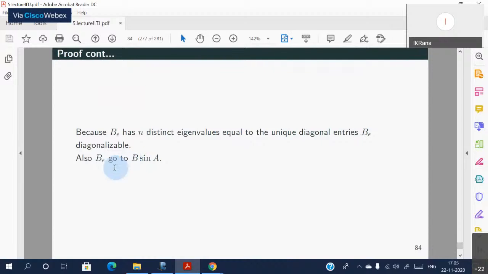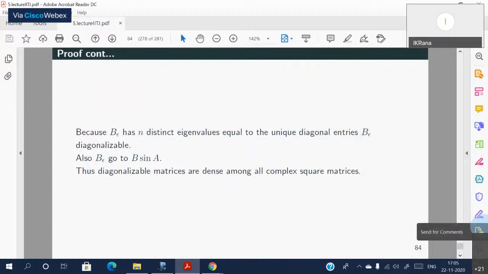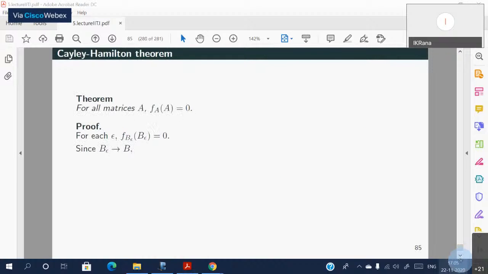B epsilon, as epsilon goes to 0, will go to B, which is similar to A. There is a typo here. So thus diagonalizable matrices are dense among all complex matrices, right? And for diagonalizable matrices, you can prove the theorem easily.